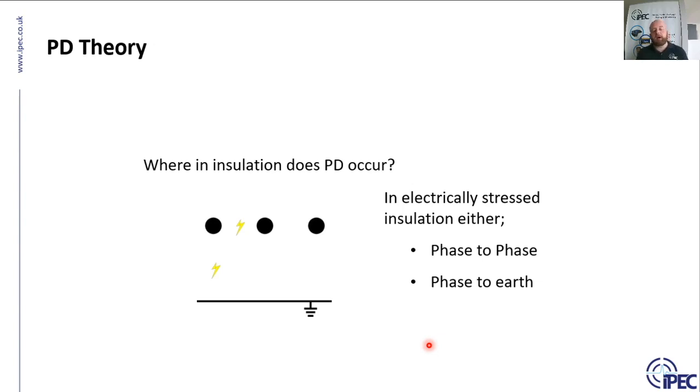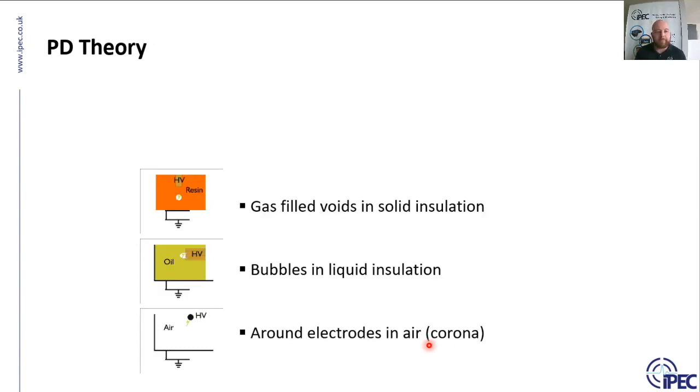So PD can occur phase to phase or from phase to earth. Depending on where the defect is, where the problem is in the network, depends on where it occurs. But it can basically occur where you can get a point of electrical stress. So naturally that can be between two phases, heading in different directions if you like, or it can be between phase and earth. It can be in gas-filled voids in solid insulation. It can be in bubbles in liquid insulation, or around electrodes in air, which sometimes can be corona, but can also be surface tracking.